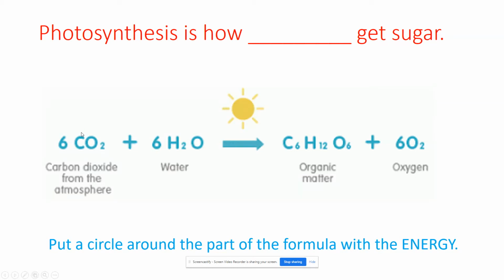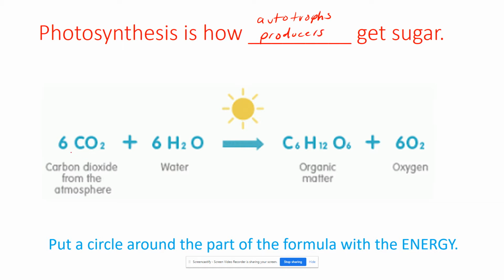All right, everyone, today we're going to talk about photosynthesis a little bit and get into some details. So let's start here. Photosynthesis is how autotrophs, you might remember, self-energy, or we could say producers, get sugar. They make their own sugar. They don't have to eat other things.